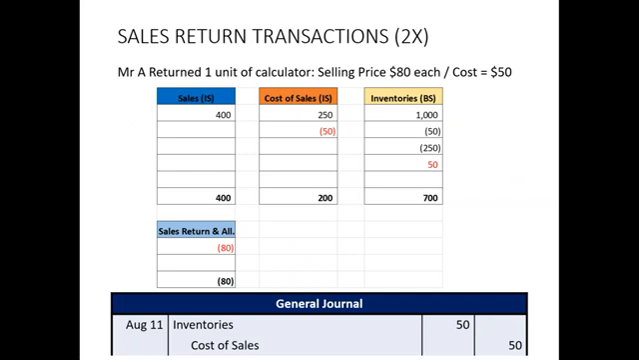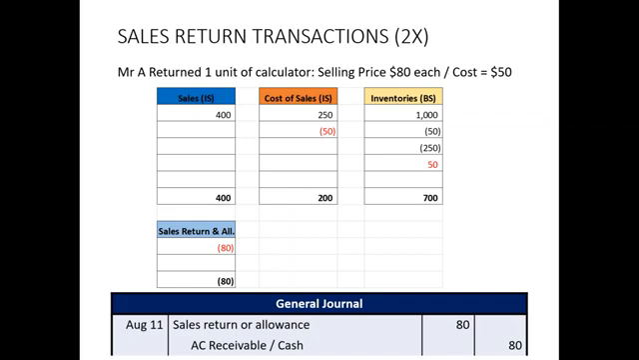Okay. Mr. A returned 1 unit of calculator. We sold to him before this at a price of 80. The cost is 50. So how are we going to record this? When Mr. A returned 1 unit of calculator to you, if you received the payment before this by cash, then you need to return back the cash for the payment for 1 unit of inventory.